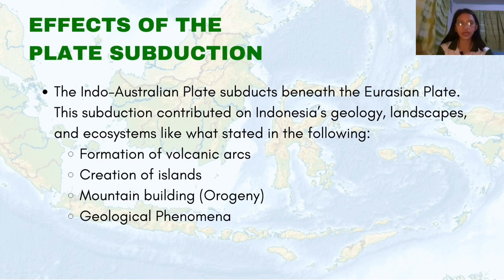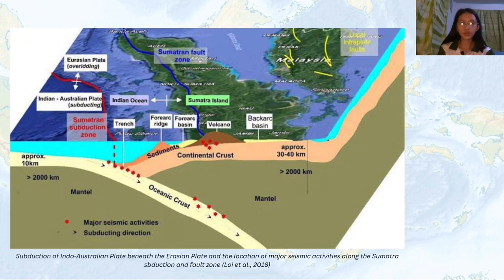the Indo-Australian subduction. So this diagram shows the Sumatran subduction zone where the Indo-Australian plate is subducting beneath the Eurasian plate, especially the Sunda plate. As the dense oceanic crust moves northeastward, it sinks into the mantle, forming features like the Sumatran Trench, Fore-Arc Basin, Volcanic Arc, and Back Arc Basin. Sa madaling salita, dito nagkaroon ng major geological activities tulad ng formation ng mga volcanoes and frequent strong earthquakes.